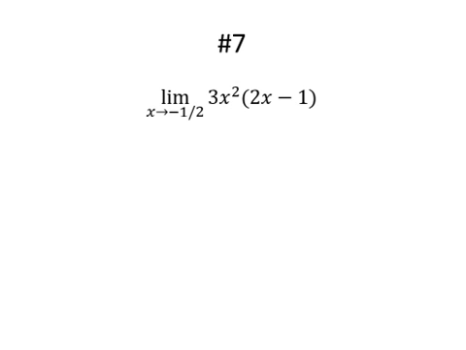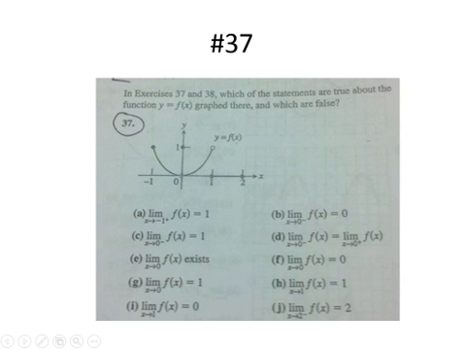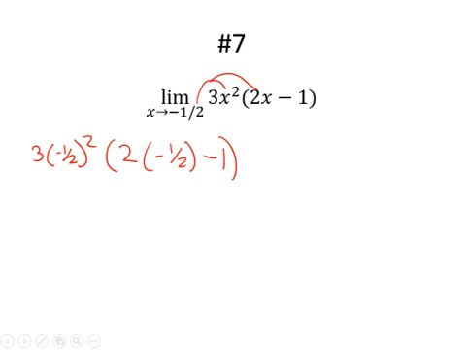All right, so let's say we have this example: limit as x approaches negative 1/2 of 3x squared times 2x minus negative 1. The first thing you want to do with these limits is just plug your number in. So plug in negative 1/2 into everything and see what you get. So we'd end up with 3 times negative 1/2 squared times 2 times negative 1/2 minus negative 1.